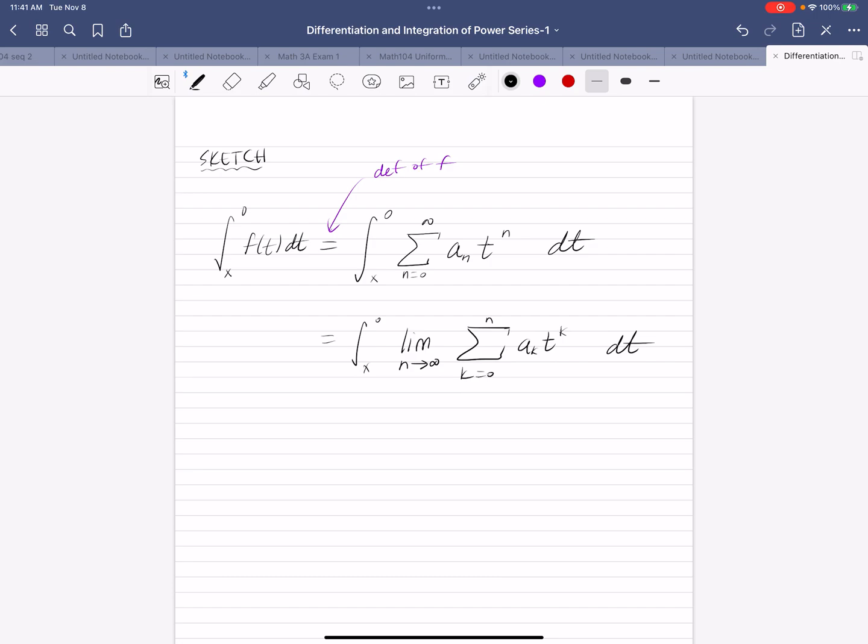Now, my theorem from before says f_n going uniformly to f implies the integral of f_n goes to the integral of f, right? So the limit of the integrals is the integral of the limit. So I'm using that theorem that we proved for sequences on this sequence of partial sums. I'm going to interchange my limits, right? And I'm going to get the limit as n goes to infinity of the integral.